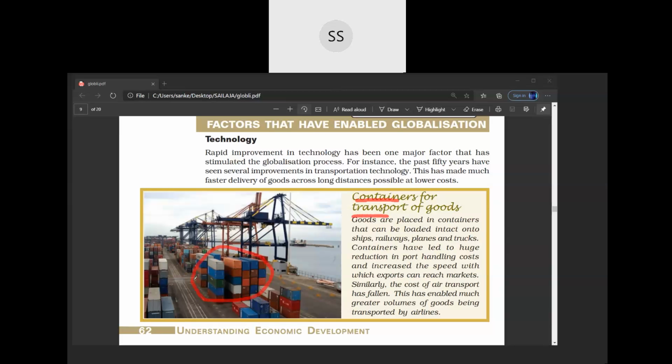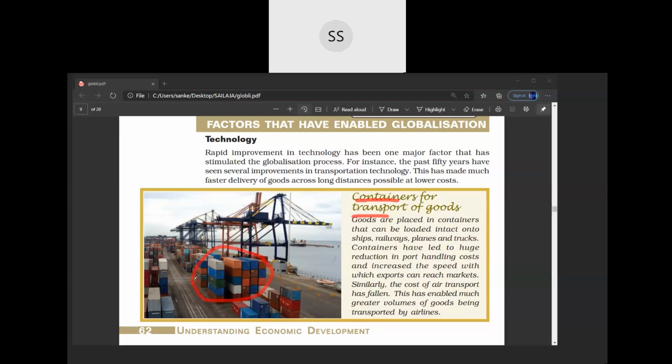The goods which are packed are put into these containers and then transported through ships. So goods are placed in containers that can be loaded intact into ships. They can even be passed through railways, planes or trucks also. These containers have led to a huge reduction in port handling cost and increased the speed with which exports can reach market. Because of this easy method of packaging, it's very easy to transport the goods fast, and they will reach the markets early.